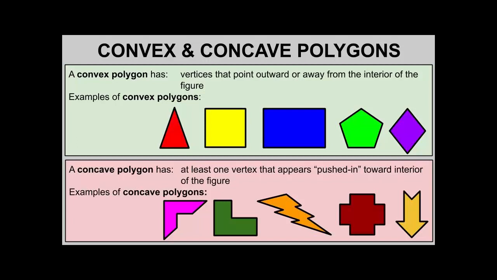Below you can see the polygons have a change in their shape. There's at least one vertex that moves in towards the center of the polygon. Young students in the past have suggested to me that this type of polygon, the concave polygon, forms a little cave in the perimeter of that shape.